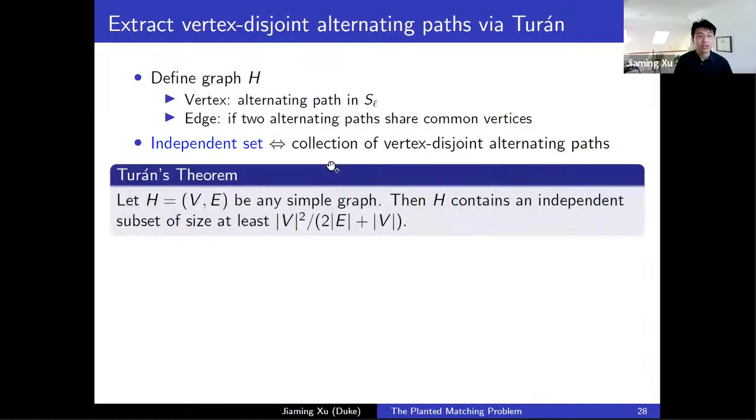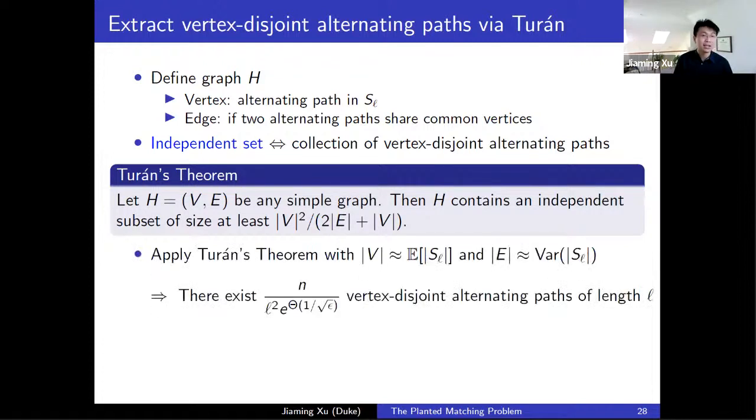So that's where we use this Turan theorem. Basically, the Turan theorem gives you a lower bound on the largest independent set for any simple graph in terms of the number of vertices and the number of edges. Now we just need to apply this Turan theorem in our context. The number of vertices happens to be roughly the same as the expected value of the cardinality of SL. And the number of edges corresponds to the variance of SL, because the variance matters in terms of the overlap. That's why the number of edges here also depends on the variance. And now I just need to recall my variance bound.